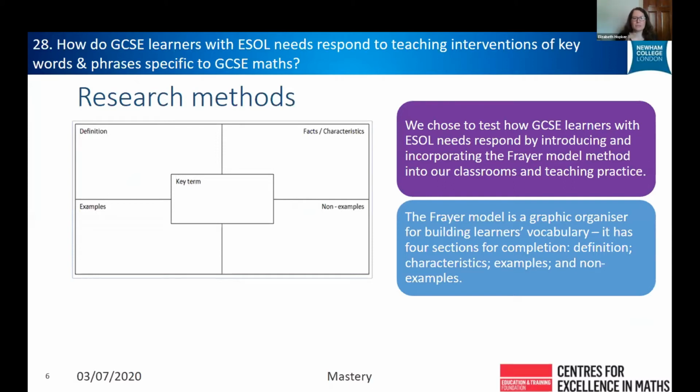We found that it's really hard to come up with a definition for a mathematical term. So under Mastery, you talk about examples and non-examples and non-standard examples as well. So we often found that learners were doing the examples and non-examples first, then building up to a definition. And that also meant that you could focus on the language rather than focusing on the specific spelling mistakes or trying to understand the key term first.